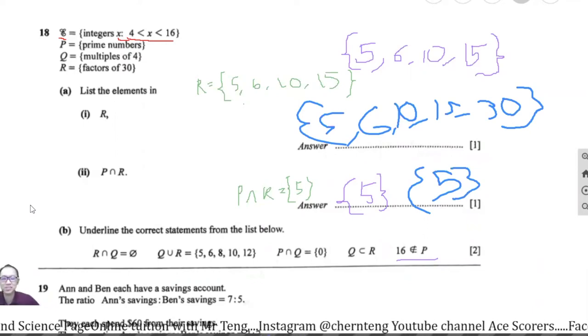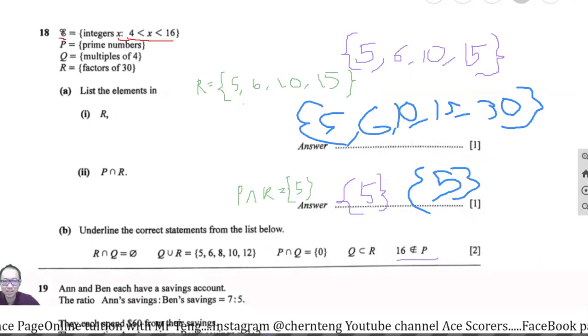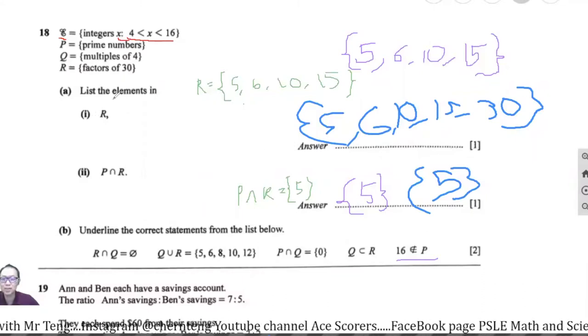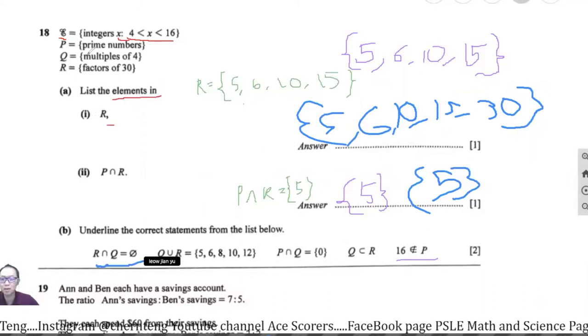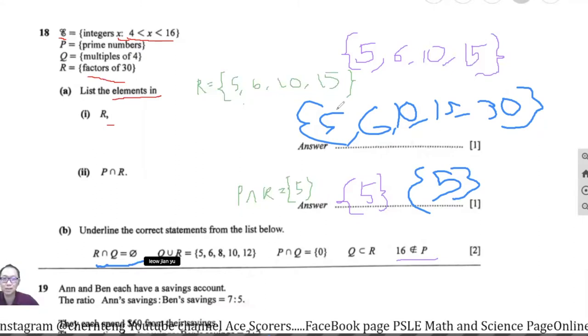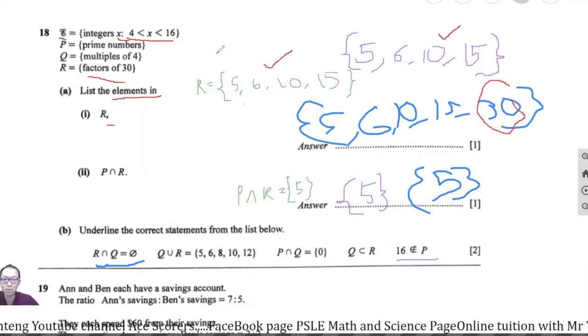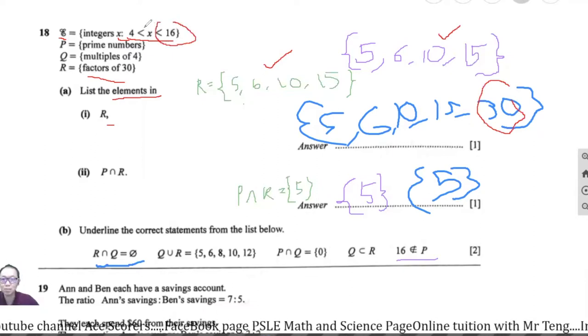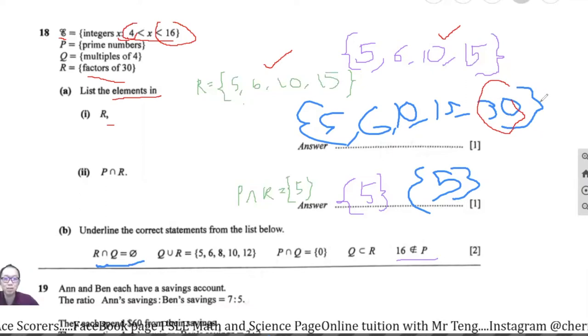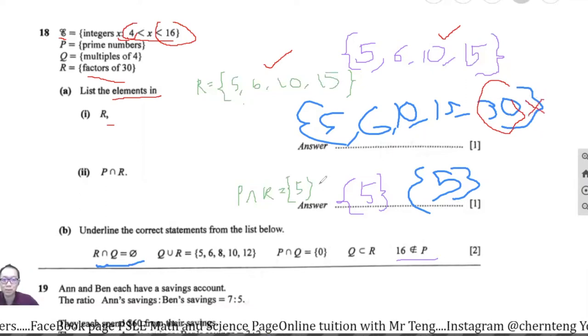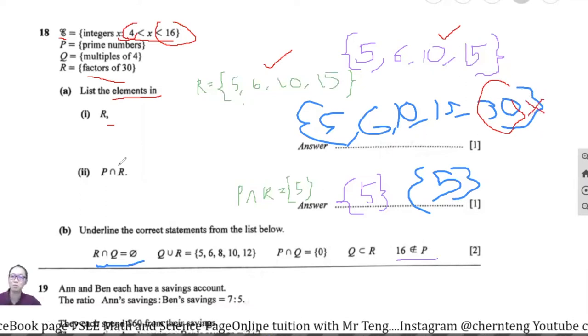Okay, so we see one underline, right? So I'm going to start right now. Let's take a look at the first one, part one. List the elements in R. R are factors of 30. Now, this is correct, this is correct, this one is not correct, because you cannot put 30. The number is between 4 and 16, so any number that's above 16 is wrong, right? So 30 is wrong.